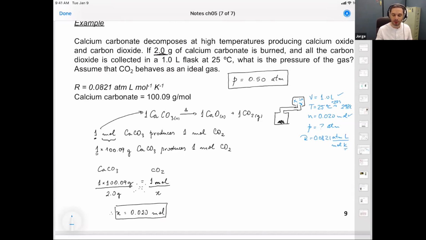Now that we know almost everything, we are going to simply use the ideal gas equation. This is the equation that will correlate pressure, volume, and temperature for an ideal gas. We are looking for the pressure. Volume is 1, number of moles 0.020. Universal gas constant is 0.0821, and temperature in Kelvin 298.